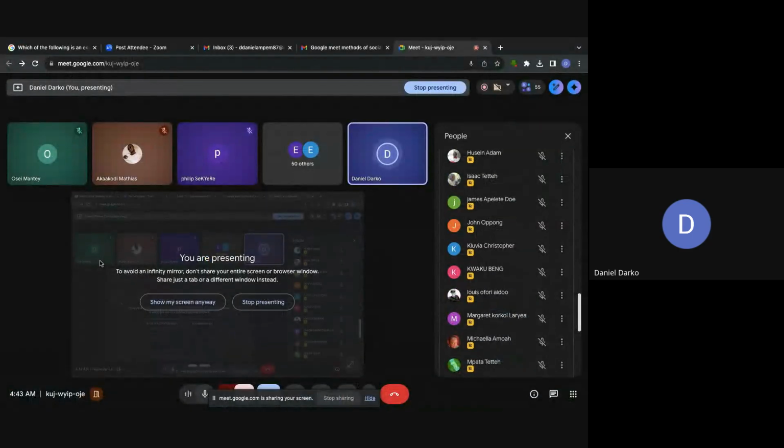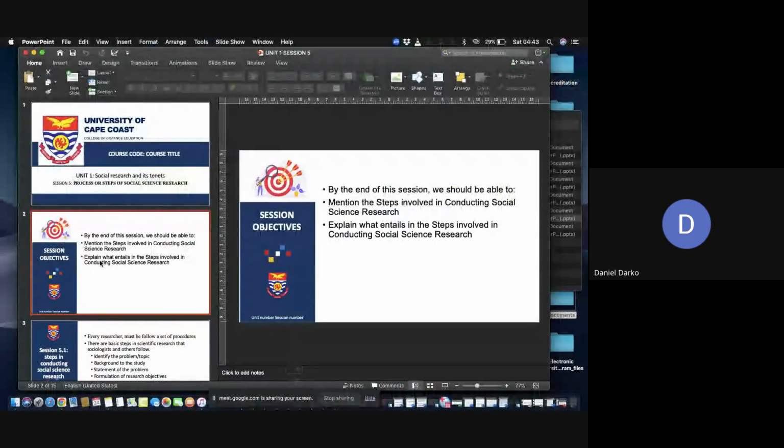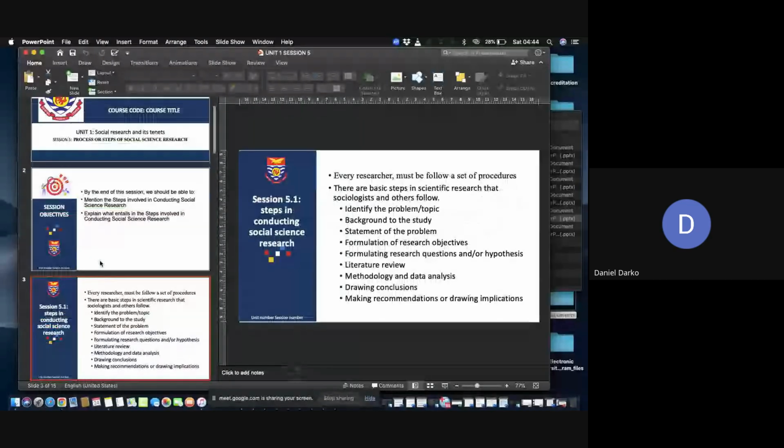So by the end of this session, we should be able to mention the steps involved in conducting social science research. We spoke about the scientific methods, the steps, then what each of the steps entails. We should be able to explain what it entails. It's important. So what are the steps in conducting social science research?